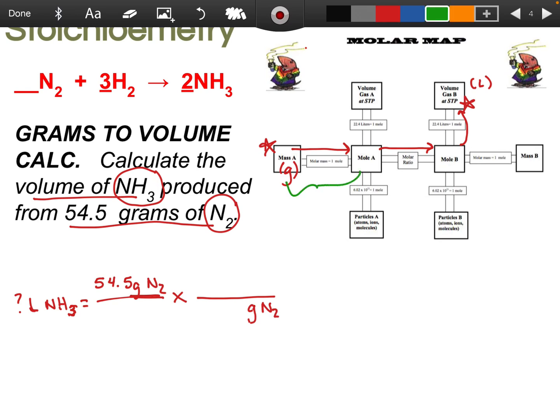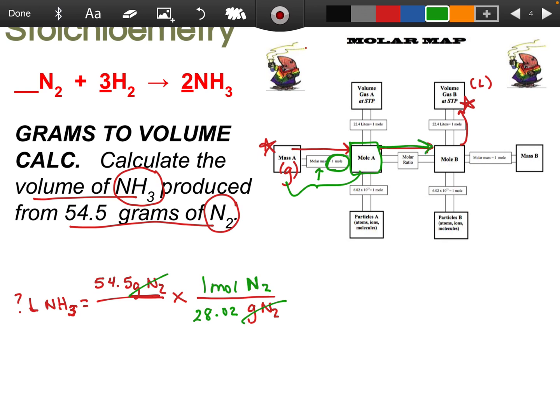This is my first step. I'm converting grams to moles. To do that, we have to use the molar mass, which comes from the periodic table. Nitrogen has a mass of 14.01. Nitrogen in this example is N2, so we have to take 14.01 times 2. So we find that we have 28.02 grams, and the molar mass is always out of 1 mole. That would be in 1 mole of N2. Grams of N2 cancels out. Now we are in moles of N2.